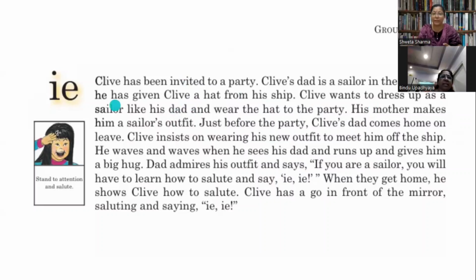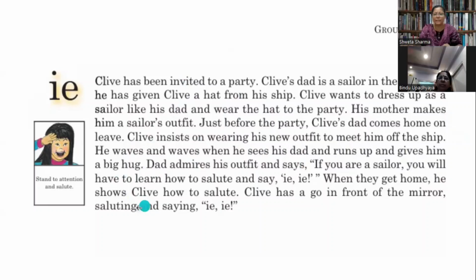And what does he do? Clive has a hat from his ship. So Clive wants to dress up like his dad and be a sailor and go to the party. So his mother has made him dress up exactly as a sailor, like his dad's sailor outfit. He insists on wearing his new outfit. Give me the new dress, I want to go off to the ship. He waves when he sees his dad and runs up and gives him a big hug.